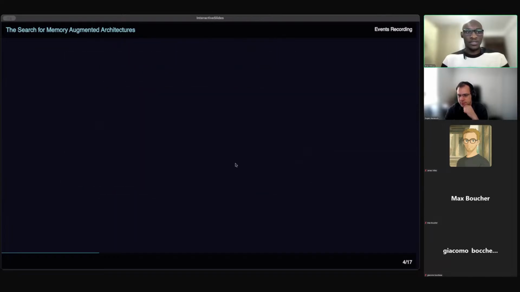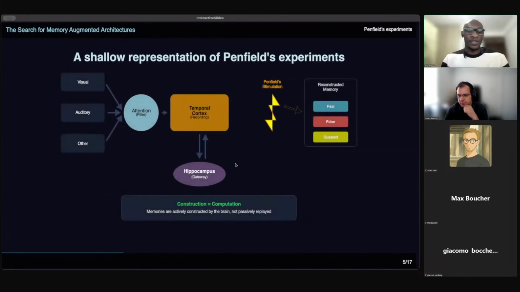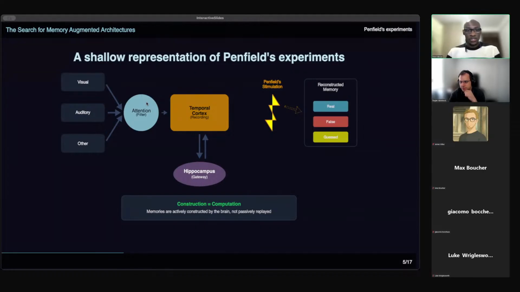And then we can also look at a shallow representation of what I think Penfield was talking about. We have visual, auditory, and other stimuli or inputs going through the brain, and then we have a filter, attention, that filters this information. After it filters, it gets to the temporal lobe, which records these inputs, and that recording essentially gets you the results of what the hippocampus will deal with.